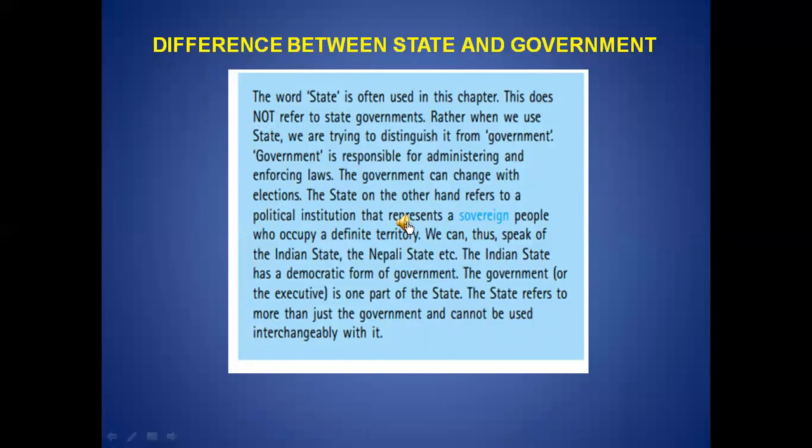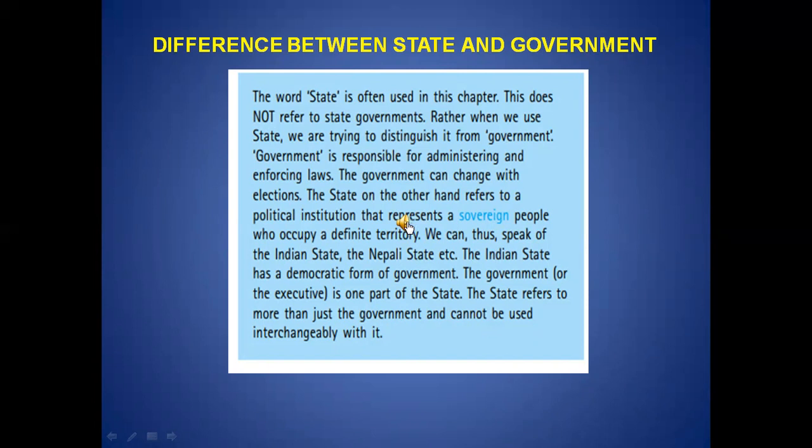Difference between state and government. The word state is often used in this chapter. This does not refer to state government. Rather, when we use state, we are trying to distinguish it from government. Government is responsible for administering and enforcing laws. The government can change with elections.